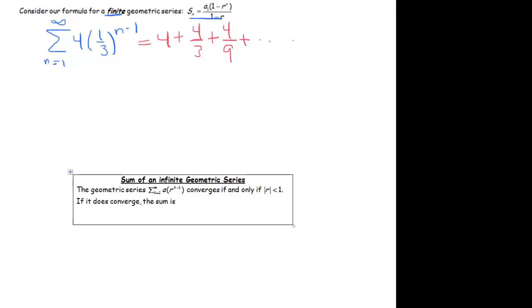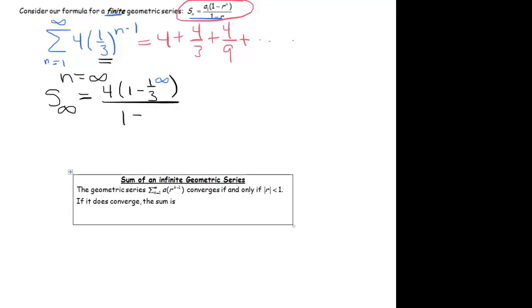So S of infinity, if we just say that n is infinity. This is a little bit of an abuse of notation, but it's okay. S of infinity is our first term, which is 4, times 1 minus r to the n. My r is 1/3, since I'm multiplying by 1/3 every time, so it's 1/3 to the infinity, because our n is infinity. And you divide that by 1 minus r.